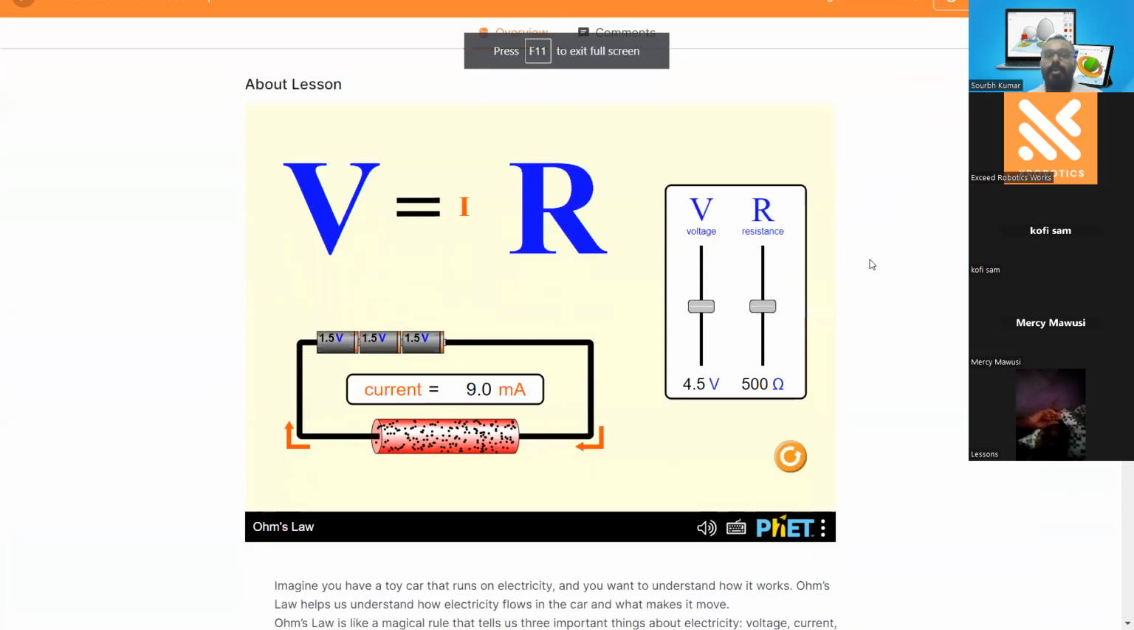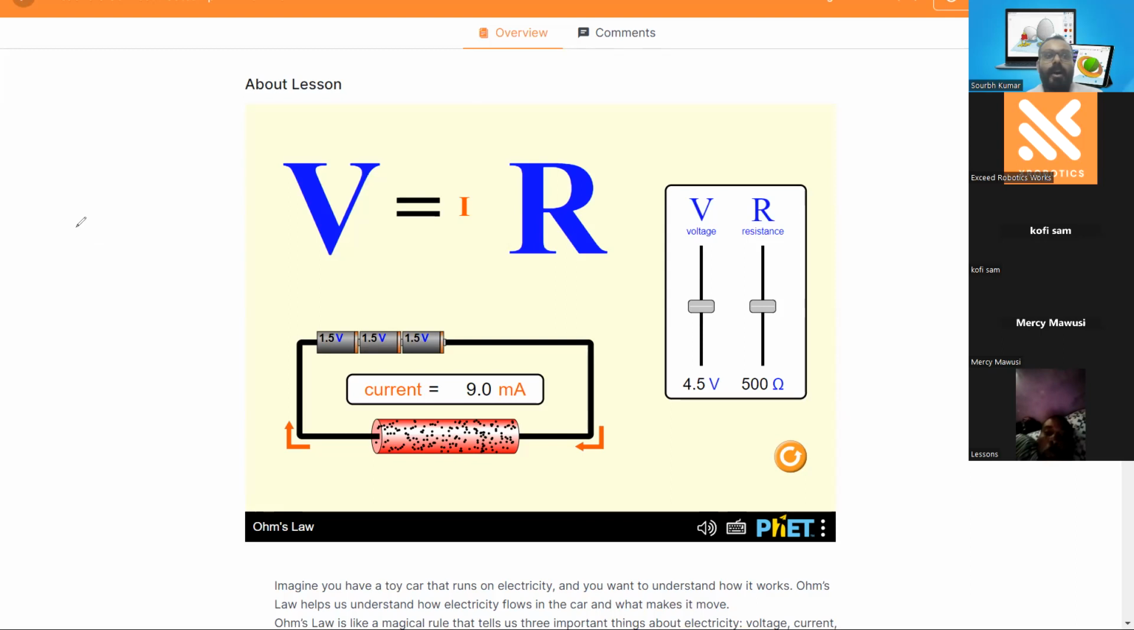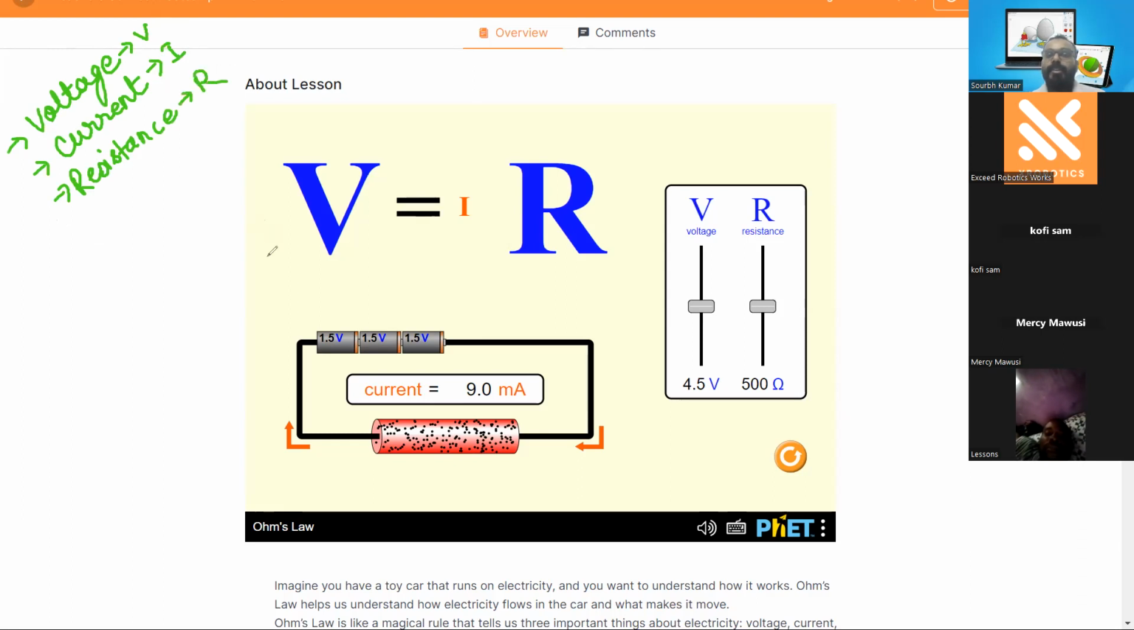Because if you are going to deal with the voltage, amperage, and the resistance, then you should know the relation between these three, right? The scientist Ohm actually gave this particular relation between the three basic things we have in electricity: voltage, current, and resistance. Voltage is represented by V, current by I, and resistance by the term R.